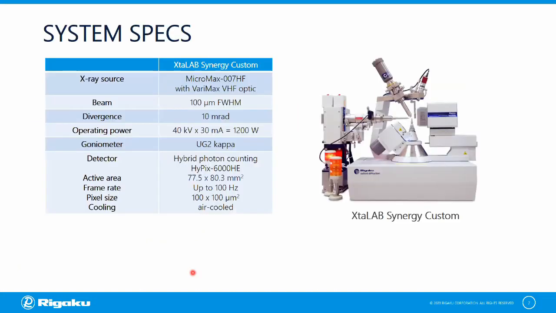Today, we will work with the dataset that I collected on a CrysAlisPro Synergy custom instrument. This system had a Micromax 007HF rotating anode generator with a copper target. We used VariMax VHF optics, an ultra-fast UG2 kappa goniometer, and all diffraction data were recorded on a Rigaku HyPix 6000 HE hybrid photon counting detector.